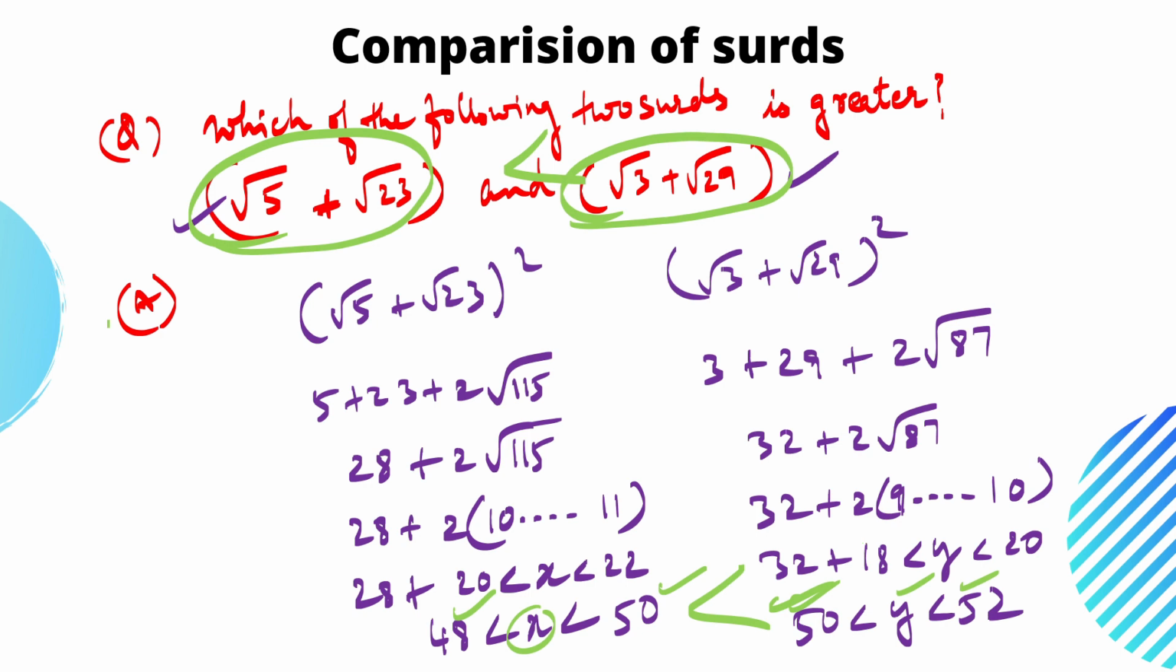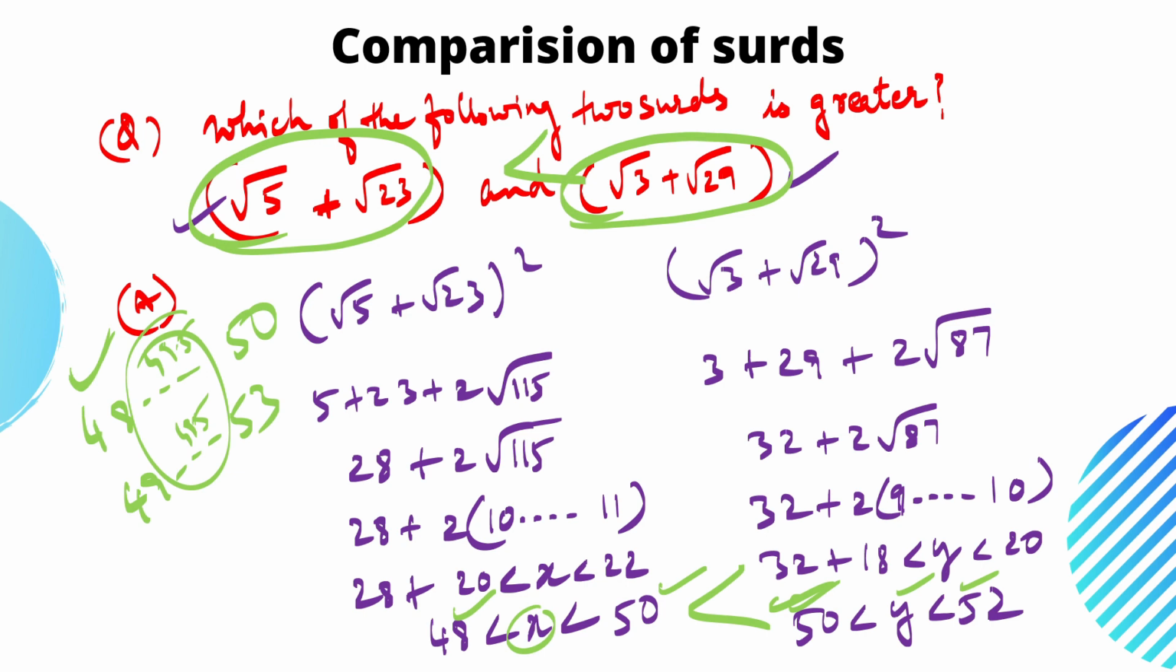Overlap means, let us say x is between 48 and 50, and y is between 49 and 53. Now x can be 49.5 here, and y can also be 49.5 here. We do not know the value. In this case we cannot compare.